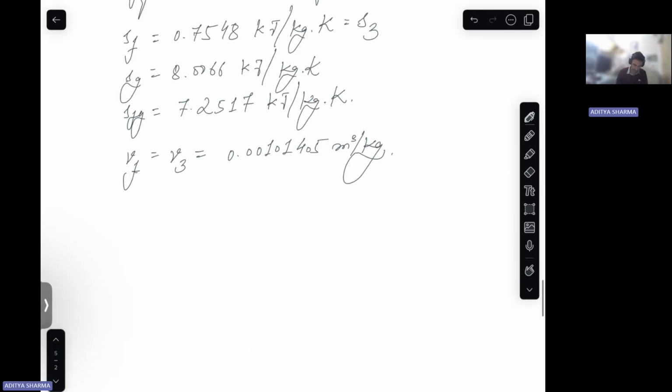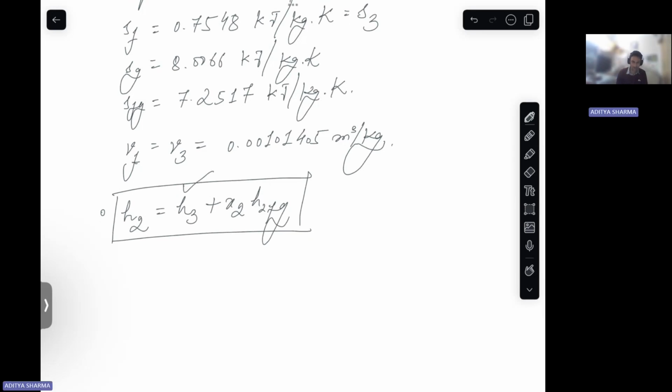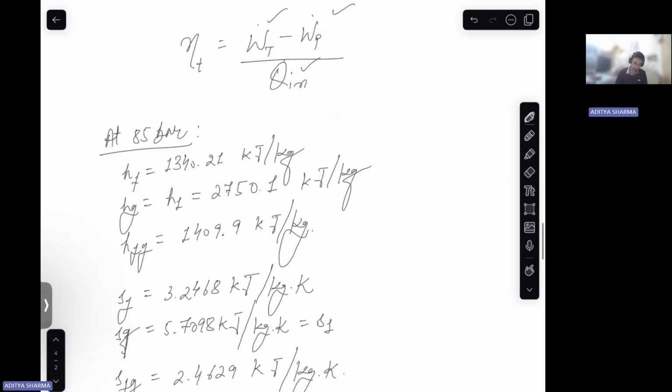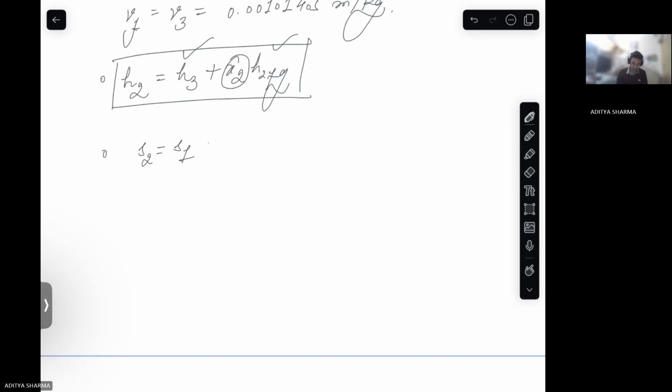Now you see H2, okay? H2 can be written this way. Here we have H3, we have H2FG, but do we have X2? We don't. So how can we find out X2? We will use the data related to entropies. From 1 to 2, if you move, that is isentropic, which means entropy at 1 and entropy at 2 will be the same. And entropy at 2 can be written as S3 plus X2 S2FG.